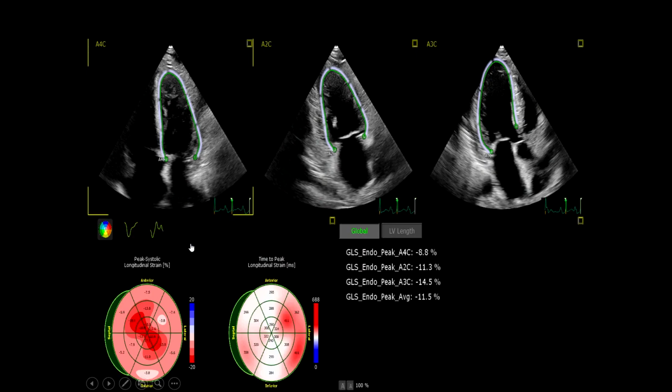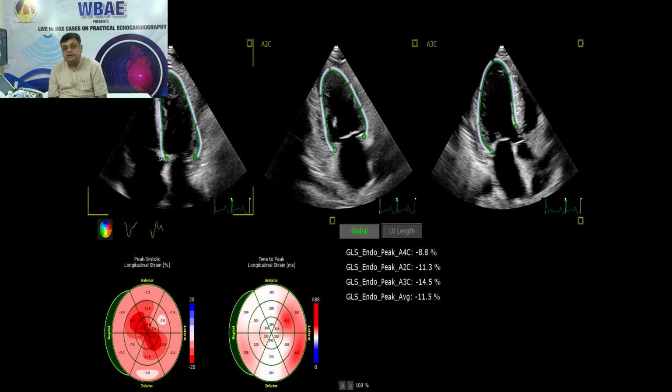We did an LV strain pattern, and the classical cherry on top appearance of the LV strain bullseye view was found, which showed that we were dealing with a patient of restrictive cardiomyopathy. So we tried to show 2 cases side by side to you, one being a case of constrictive pericarditis and one being restrictive cardiomyopathy.